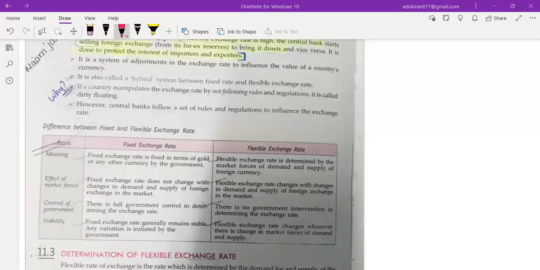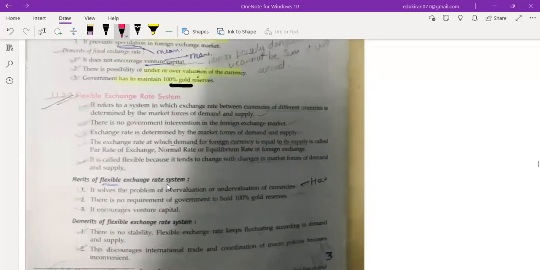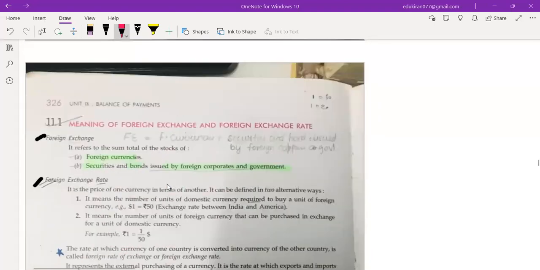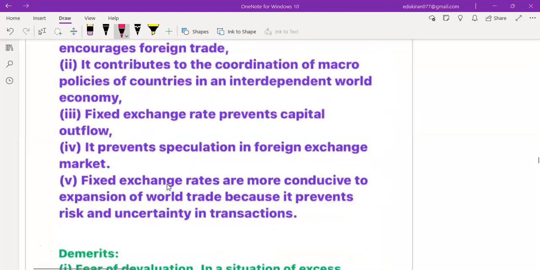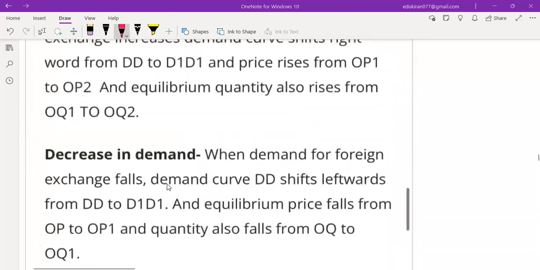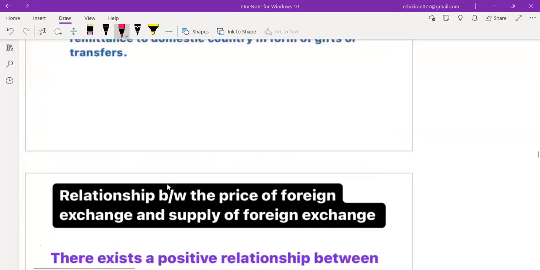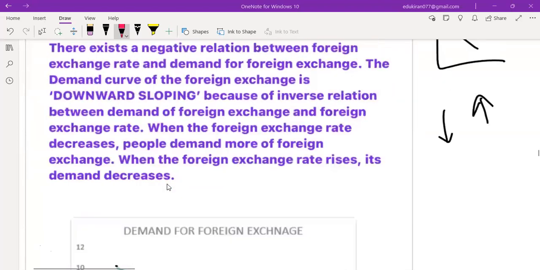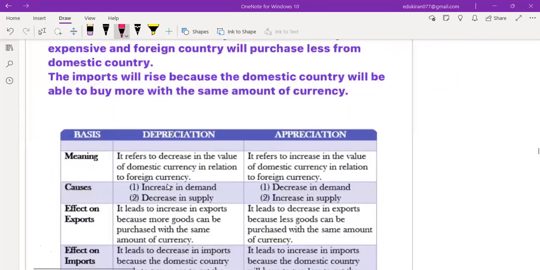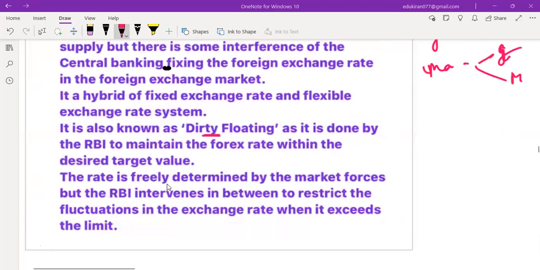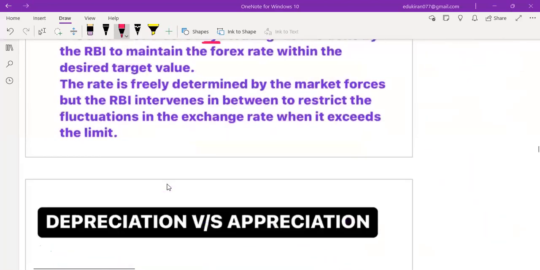Okay, students done. Should we move? Yes, ma'am. Now we are going to do one very, very important part of this chapter. In the next class, we'll finish off this chapter. This is the last. Now coming to depreciation and appreciation. So, ma'am, what is this depreciation and appreciation?